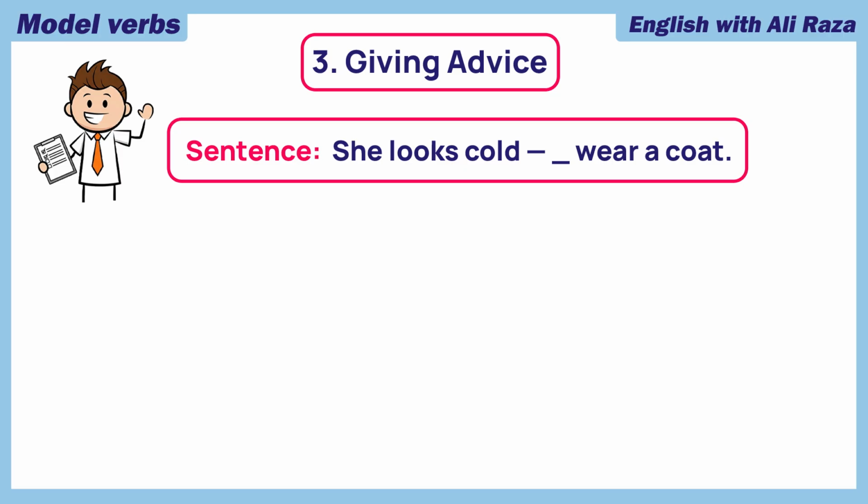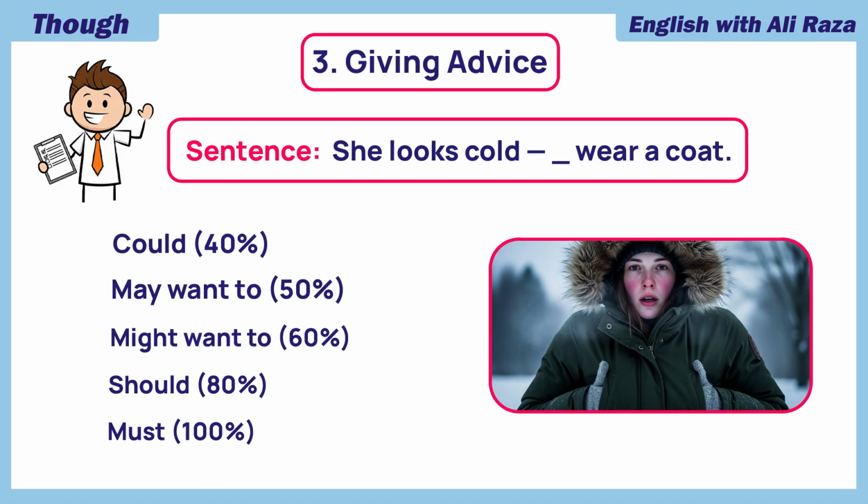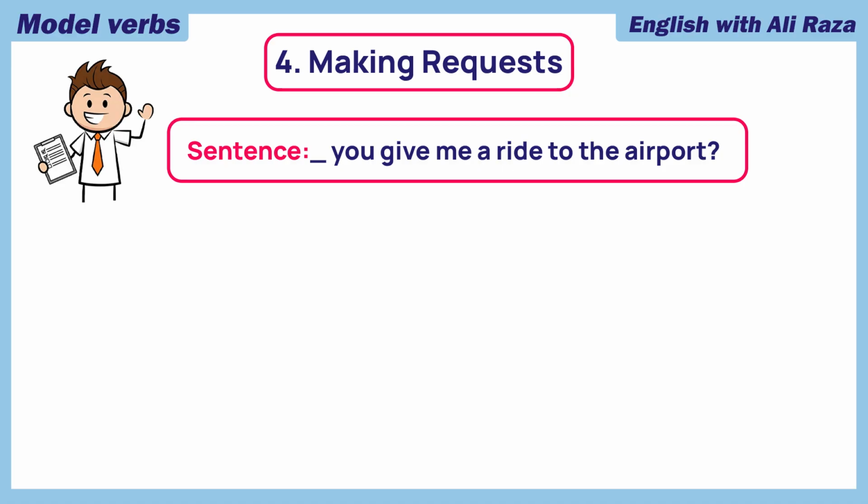3. Giving advice. Sentence. She looks cold. Wear a coat. Possible answers. Could, 40%. May want to, 50%. Might want to, 60%. Should, 80%. Must, 100%.